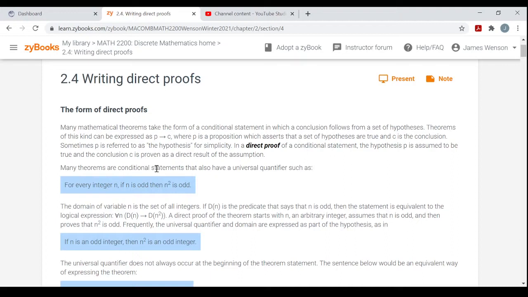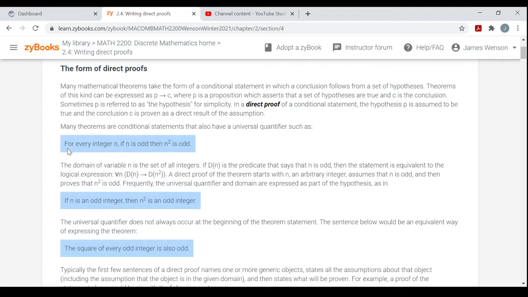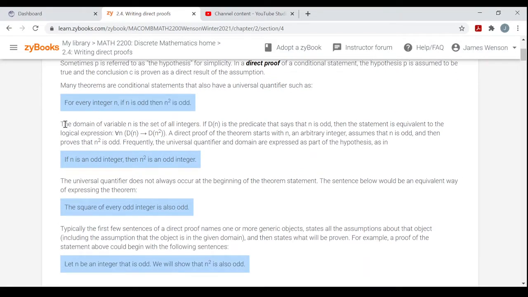Many theorems are conditional statements that also have a universal quantifier, such as, for every integer n, if n is odd, then n squared is odd. So you see there's a universal quantifier there, for every. The domain is all the integers, right? And then you have your conditional statement with the hypothesis n is odd, and the conclusion n squared is odd. Right, so I would start with the statement, n is odd, and end with the statement n squared is odd in a direct proof.